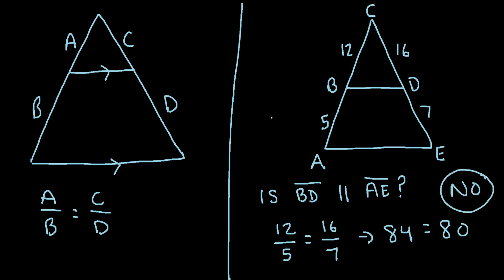So those were just two different examples of how we could use the triangle proportionality theorem to solve some problems related to triangles.